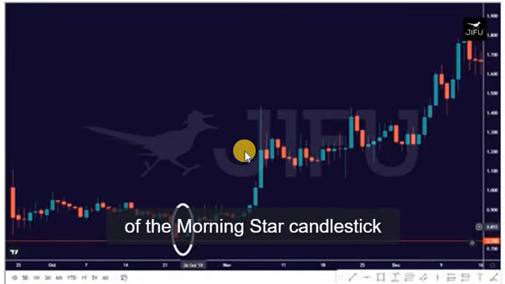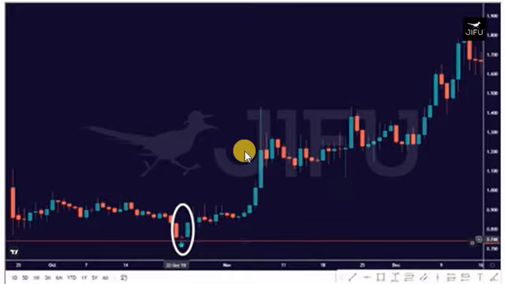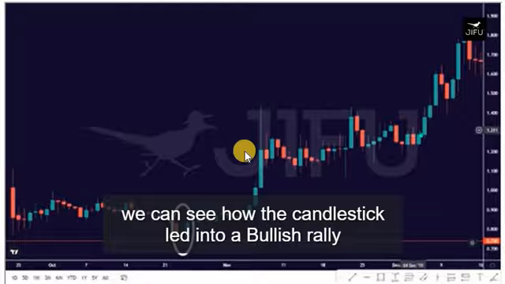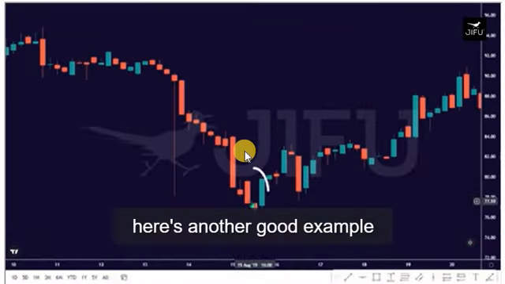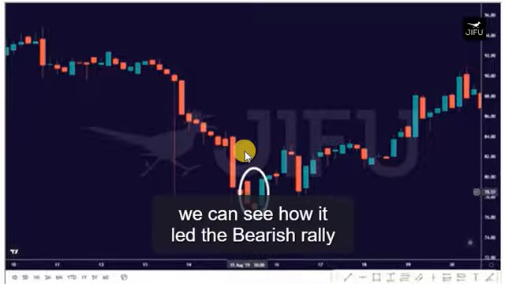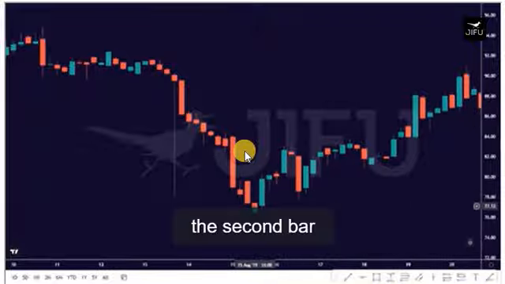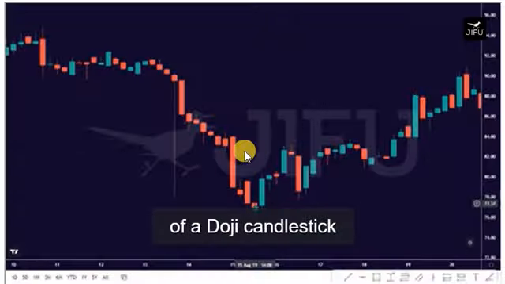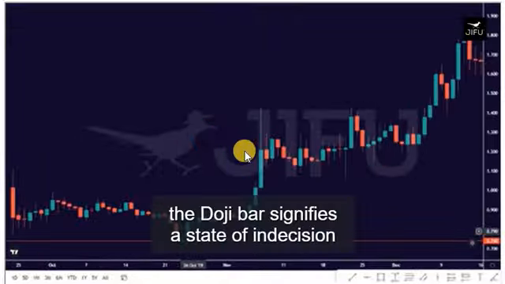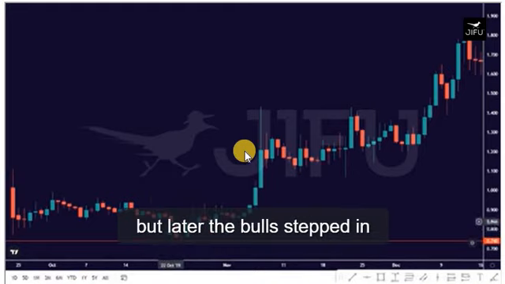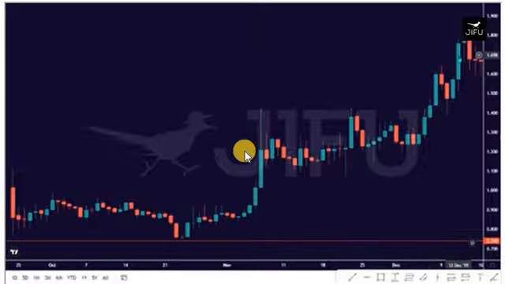Here's an example of the morning star candlestick, which formed at the support of a bearish trend. We can see how the candlestick led into a bullish rally. Here's another good example, and we can see how it led the bearish rally into a bullish trend. The second bar sometimes can be a formation of a doji candlestick. The doji bar signifies a state of indecision, but later the bulls stepped in and exercised a strong bullish interest.